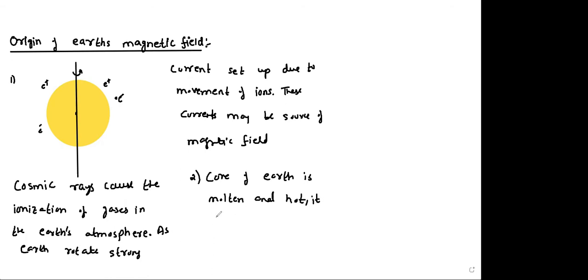It has ions of nickel and iron. So the core of Earth has ions of nickel and iron. Just tell me, if Earth rotates, then these ions will rotate. Does that constitute current if ions are rotating?